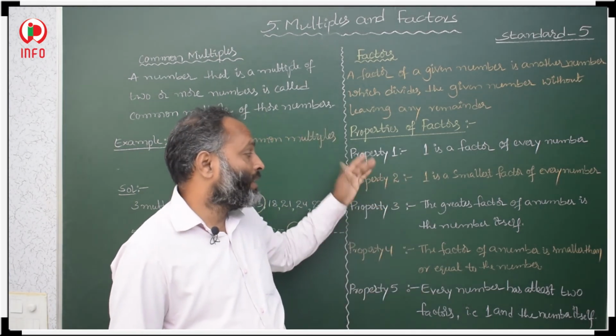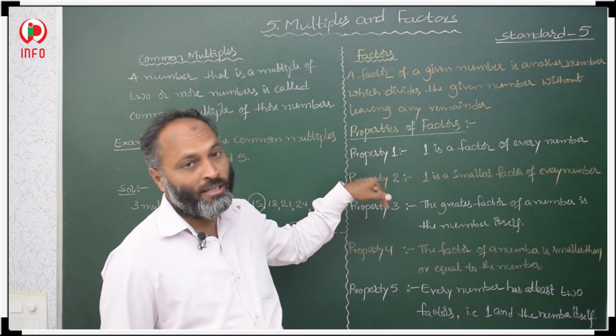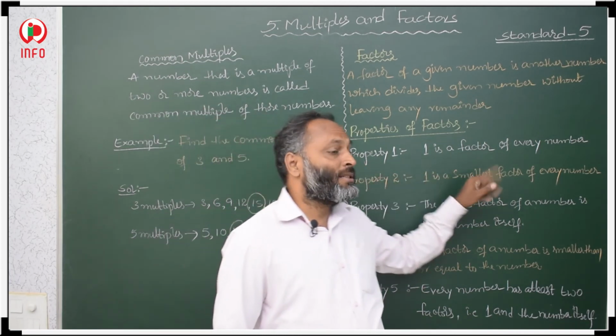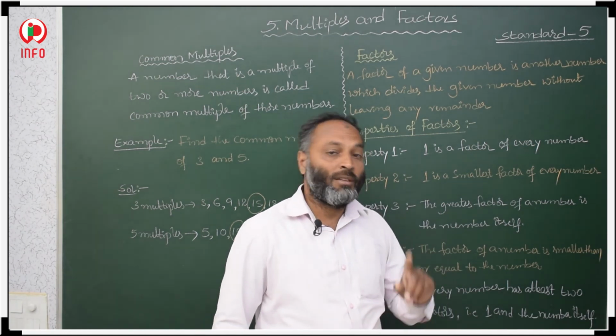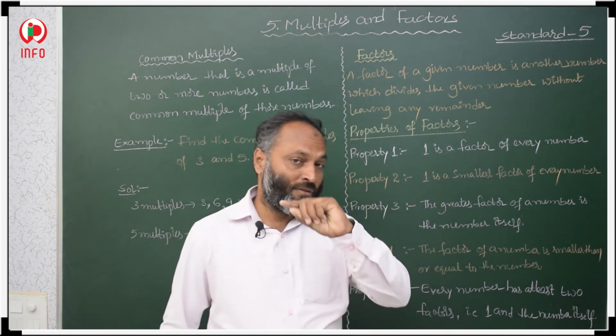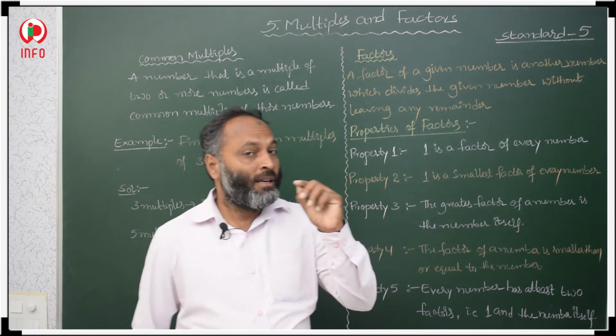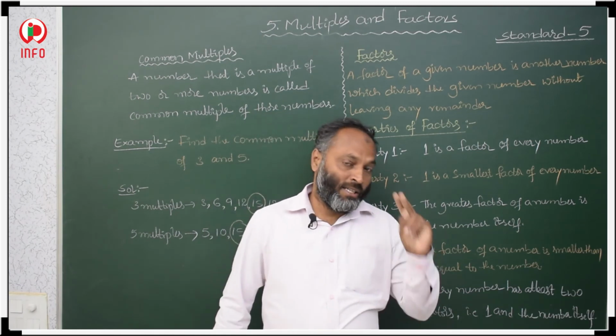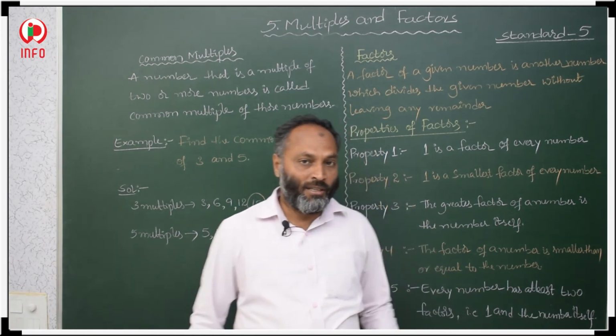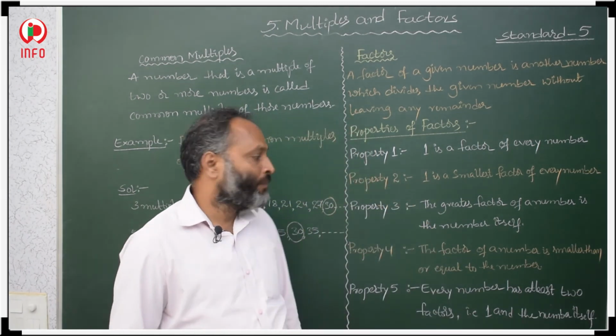And the second property, 1 is a factor, so that is why 1 is the smallest factor. 1 is the smallest factor of all the numbers. First, 1 is a factor for all the numbers. Why? Because 1 divides all non-zero numbers. And second, 1 is the smallest factor. These two things you have to remember.